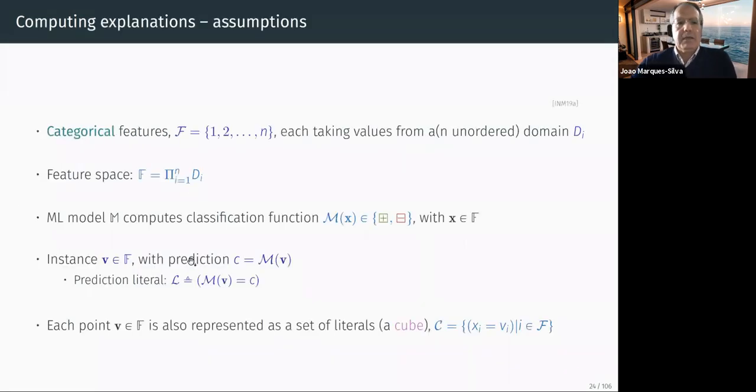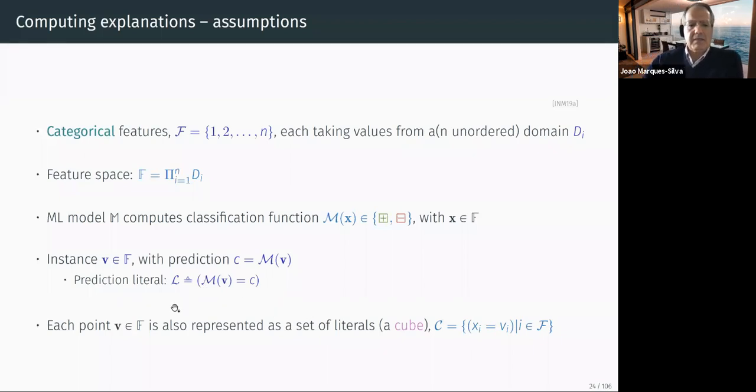So again, for simplicity, I will assume categorical features. Again, the same framework as before, the same domains and feature space as well. And for convenience, the classification function will be called the model of the point. And again, I'm just going to assume two classes for simplicity. The prediction will be as before, and I have what will be called the prediction literal, which is true whenever the function computes the class. Okay, very good.